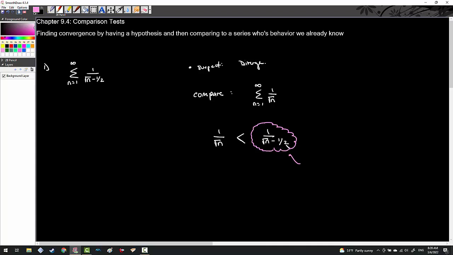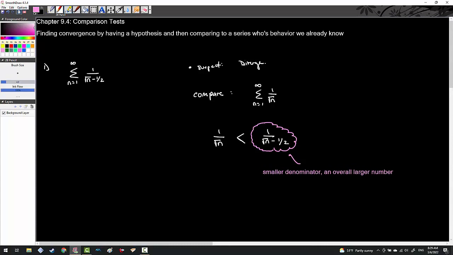But actually, because we're subtracting 1/2, this is what I consider to be, and I'll type this out so we can get it in our notes more cleanly, a smaller denominator, meaning an overall larger number. So hopefully that makes sense.